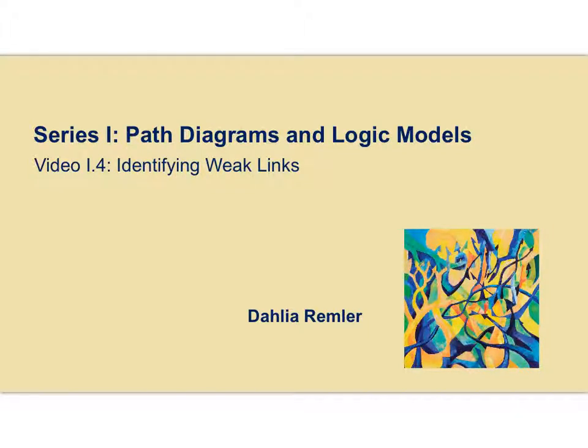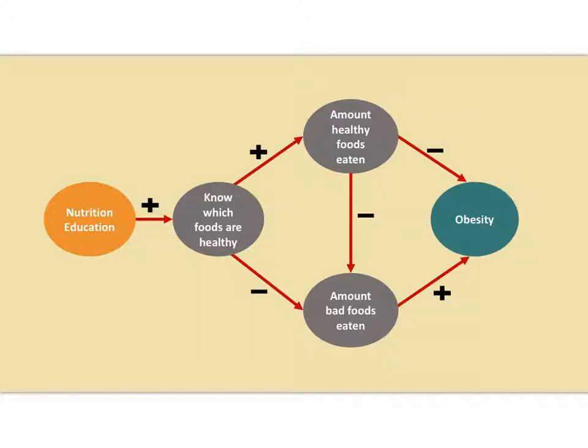So in this short video, we're going to focus on the idea of identifying weak links. A major value of these models is to help you find the weak links in your program so that you can make your program more effective. So this is the model of nutrition education's mechanism that we've been working with. And the question is, how plausible do you find these links and how big is their effect likely to be?